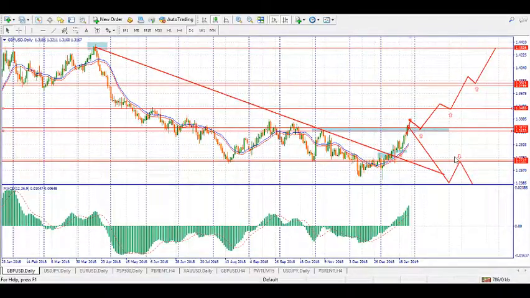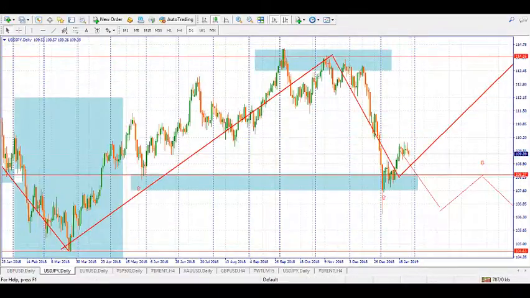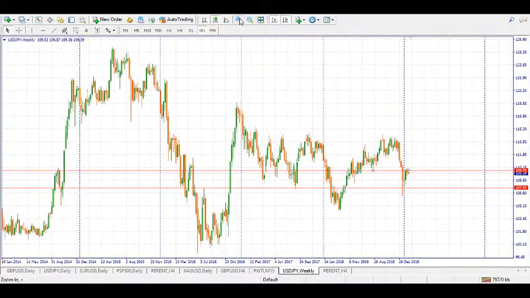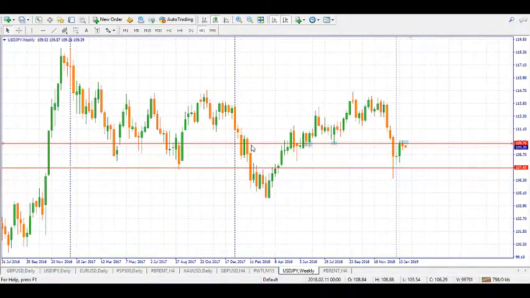So we move to the next pair, which is USDJPY. Is here. USDJPY. I have it loaded ready, and I'm going to go straight to the weekly chart. We have the weekly chart. According to this chart on the weekly, we have only two lines.